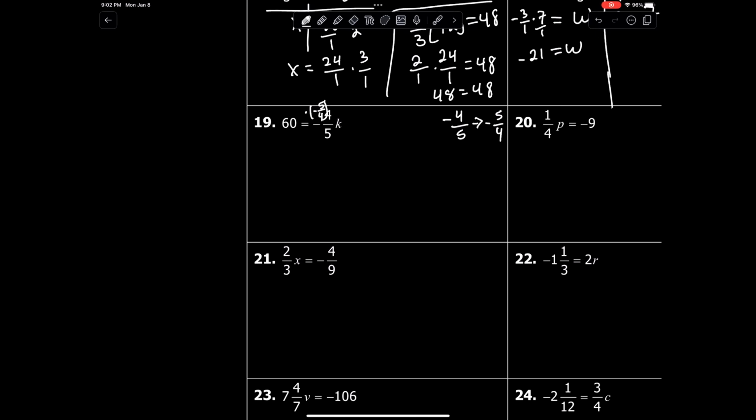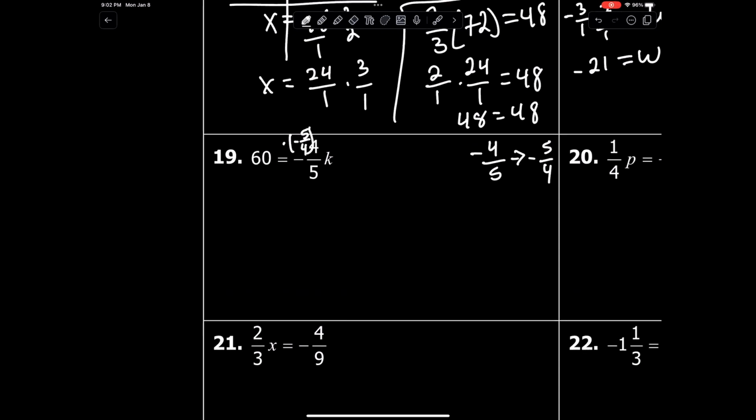You know what? I'm going to zoom in a little bit. There we go. And I'm going to multiply this by negative 5/4 as well. And I'm just going to rewrite it really quick. So I have negative 5/4 times 60 is equal to, I'm multiplying by the reciprocal. That's just going to get me 1. I have 1k, which is just k. This is what happens every time you multiply a fraction by its reciprocal. You get 1. The reciprocal is the inverse, so you're supposed to just get 1.